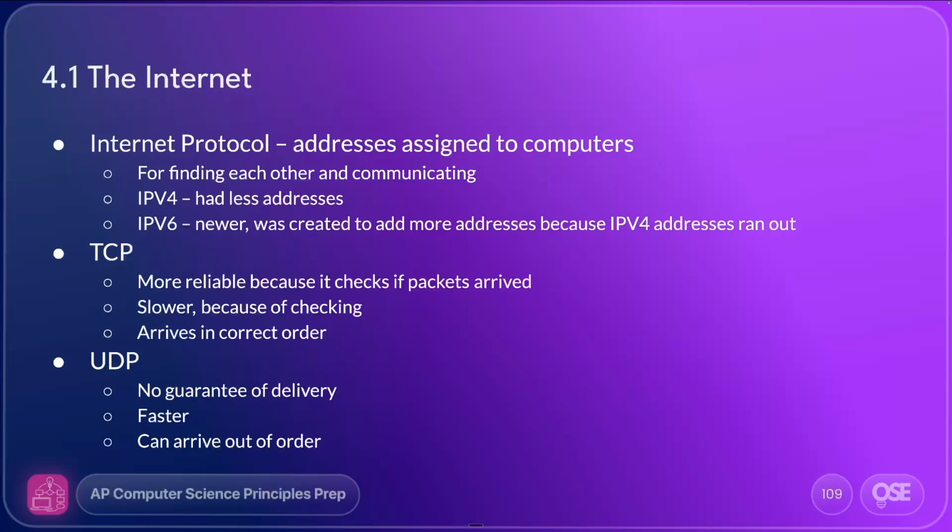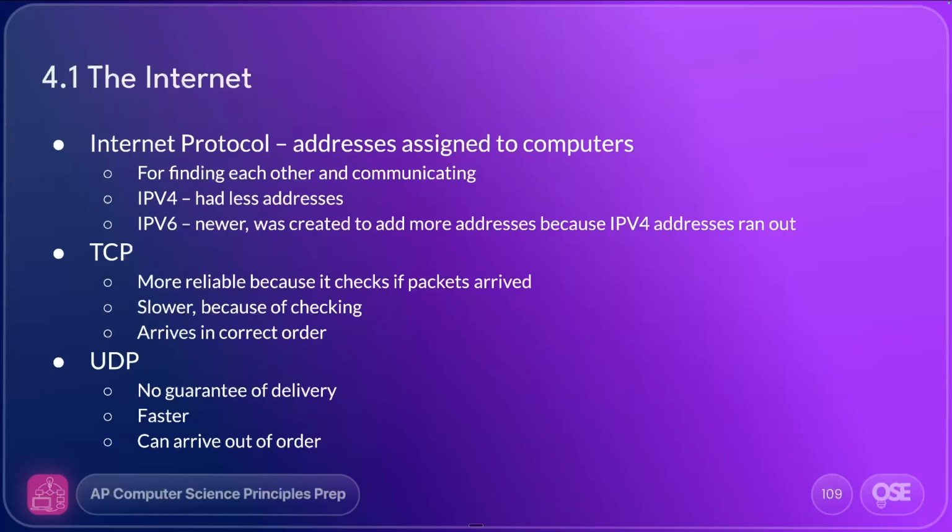Internet protocol, also called IP, are lists of addresses that are assigned to computers. They're used for finding each other and communicating with each other. IPv4 was a standard created earlier on, and it had fewer addresses. IPv6 expanded to more bits, and more bits means more addresses. And it was created because IPv4 ran out of addresses, simply.